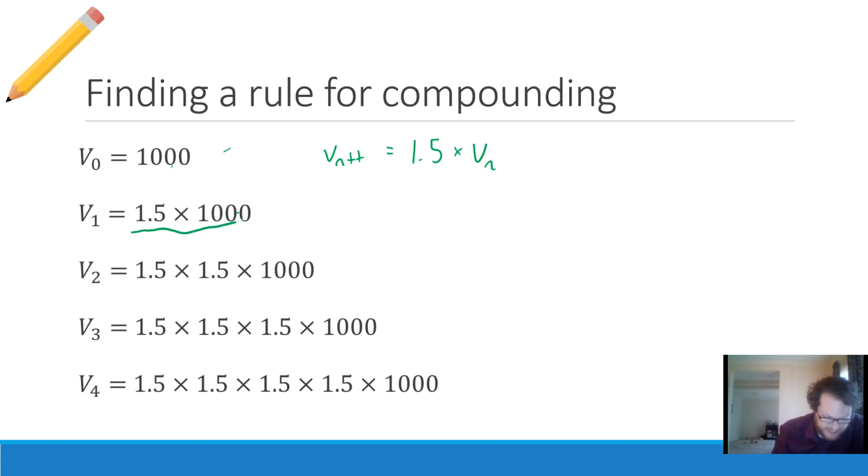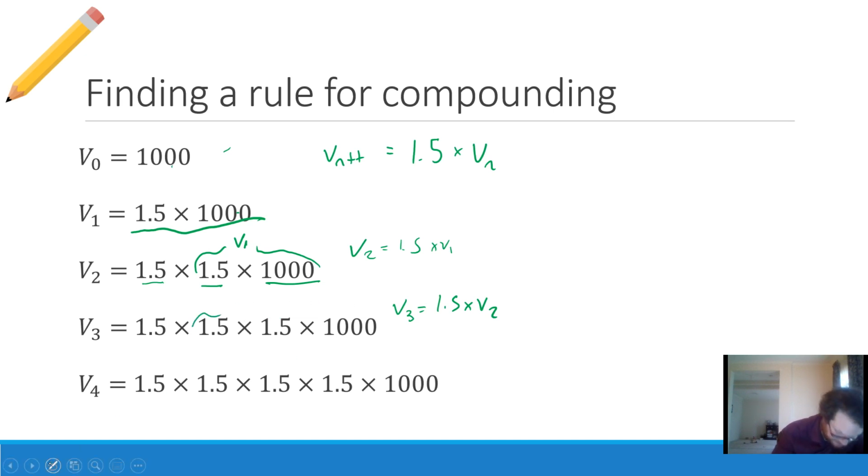Great. Cool. This is where this comes up. Well, look at this. This is actually this here. So this here is V1. So V2, because it's 1.5 times V1, turns into 1.5 times 1.5 times 1,000. Then V3 is 1.5 times V2. Well, look at that. I'm going to use a different color. Here's V2, because that's all V2. And then inside that, there's V1.